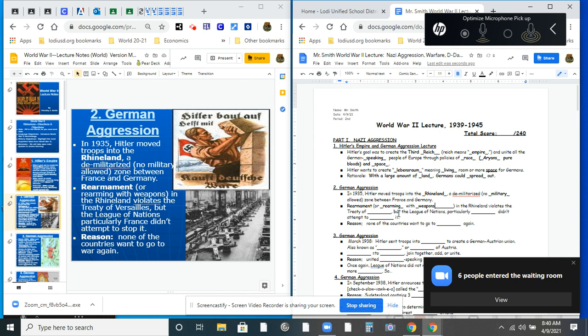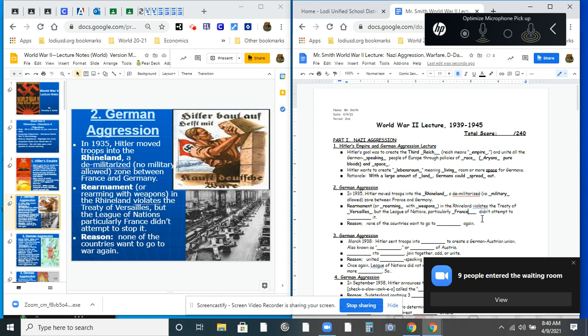Keep going. Rearmament in the Rhineland was step one. It wasn't the final step for the Nazis. But France and the League didn't really care about keeping the Nazis following the Treaty of Versailles. So it pretty much got ignored.